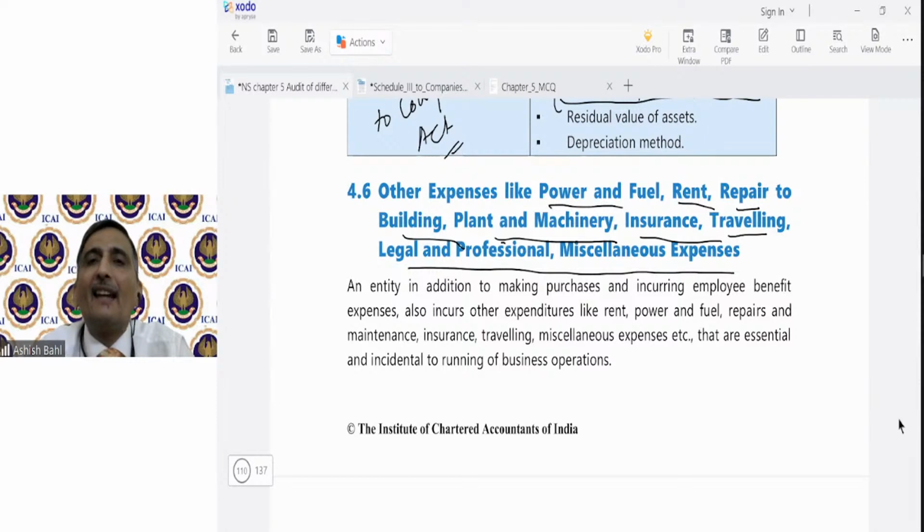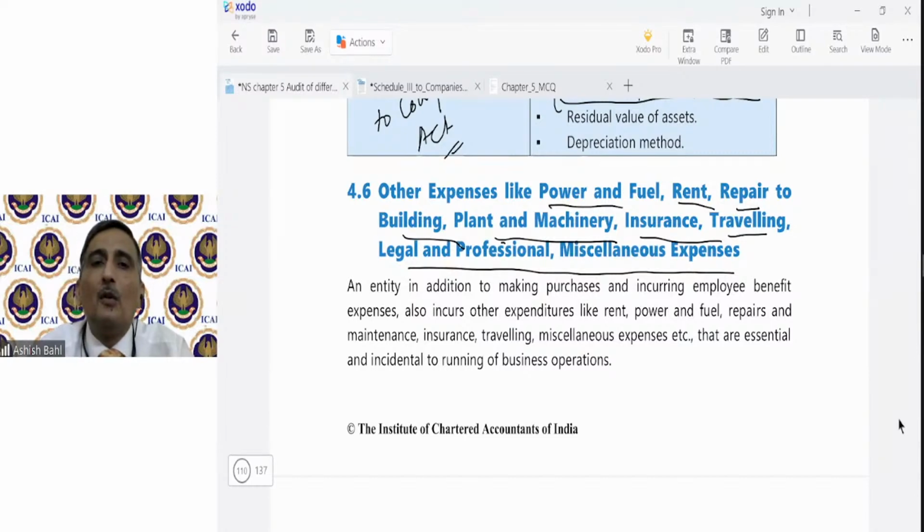In case of rent, you will see the rent agreement. You will see rent for 12 months has been accounted for. You would see whether there has been some change during the year in the rent agreement, and the payment is made in accordance with the rent agreement. You would also perform analytical procedures.